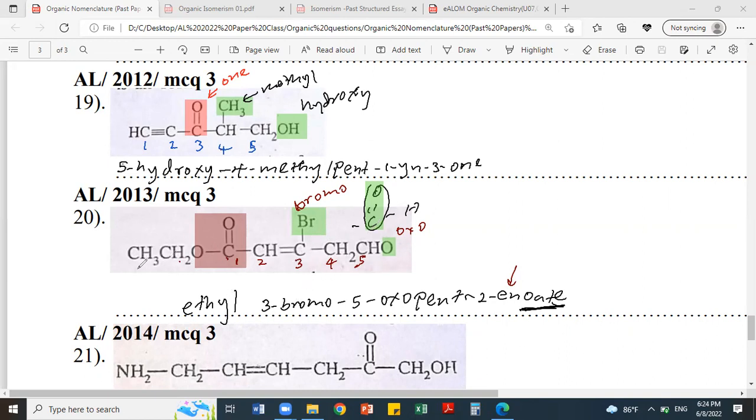Why ethyl? Ethyl is written separately without directly attaching to the main name, because it's not directly attached to the first carbon. This CH3CH2 is not directly attached to C1. That's why, otherwise, you can't include those 2 carbons. This ethyl group, the 2 carbons, you can't include in the longest chain. Understood? Any question here? So this one we take separately as ethyl.